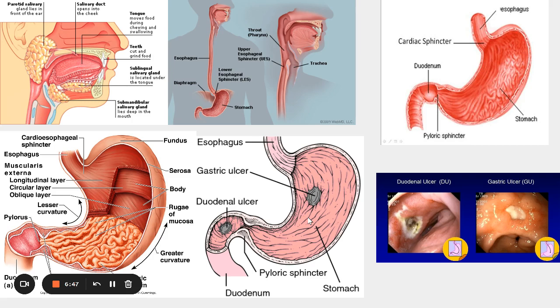A couple things just to talk about with these diagrams. So in our mouth, obviously we have saliva. It's produced by special glands, salivary glands. Some of them are under your tongue. Some are tucked inside the back of your throat. And they sort of squirt saliva in your mouth.